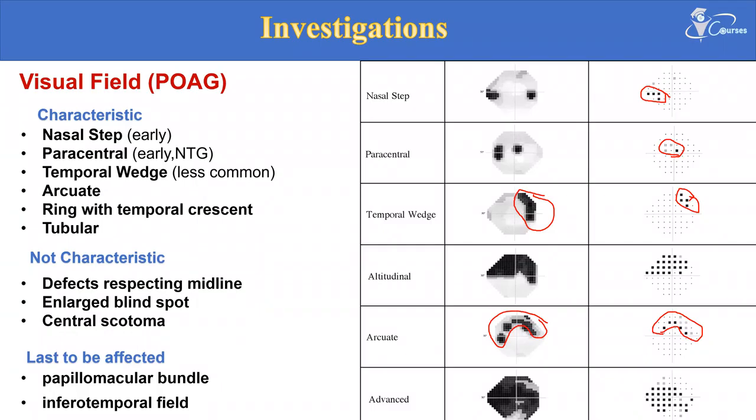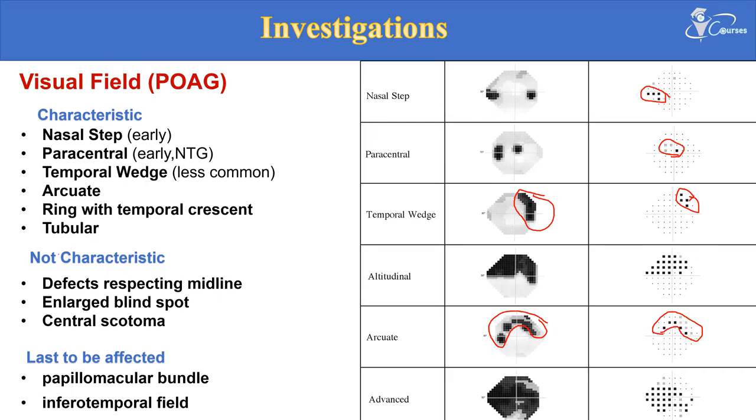A ring with a temporal crescent, or tubular field. In tubular field, all the peripheral field is lost, allowing only a central tubular vision, as the central fibers are preserved until the late stage of the disease. That's why this disease is like a thief of vision. The patient will not be aware of the visual field loss until late in the disease, when it affects the central vision. That's why screening and early detection are important.